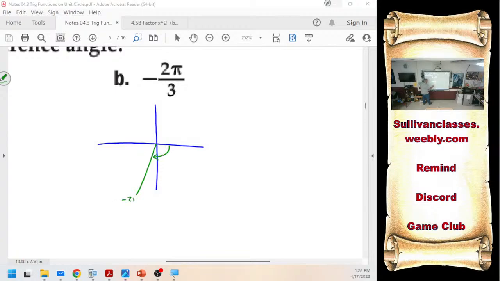So if this is negative 2 pi over 3, I connect it to the x-axis, and I'll say that my evil cousin over here, theta prime, my reference angle, how much further do I have to go to the x-axis? Pi over 3. Yeah. Those are reference angles.